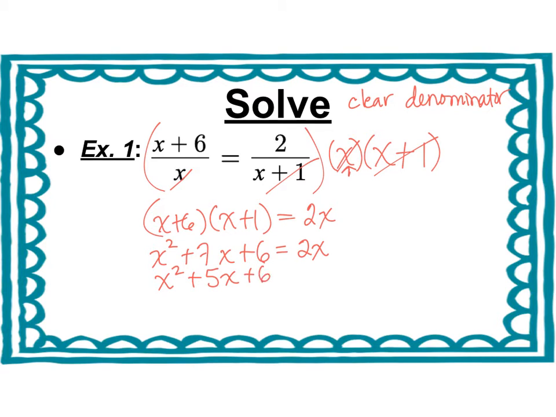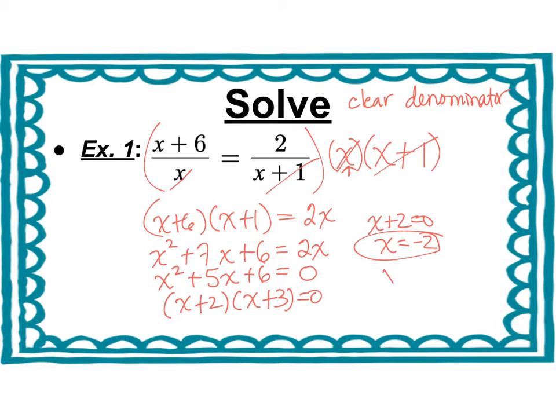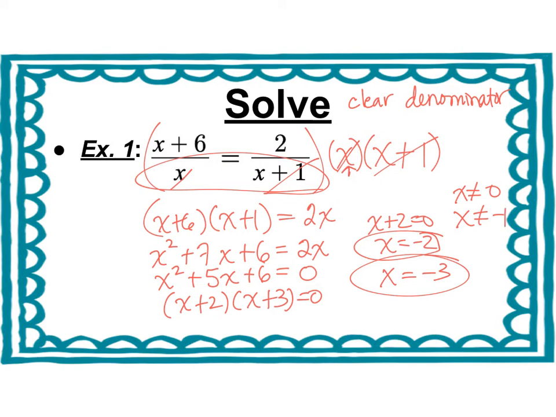It is the 5 and 6's, so be careful. It is factorable, so I'm going to have x plus 2 and x plus 3 equals 0. Take each of those factors and set them equal to 0. And x equals negative 2 and x equals negative 3. My limits from my denominator, x can't be 0, x can't be negative 1, which it didn't come out to be, so both of those are my answers.